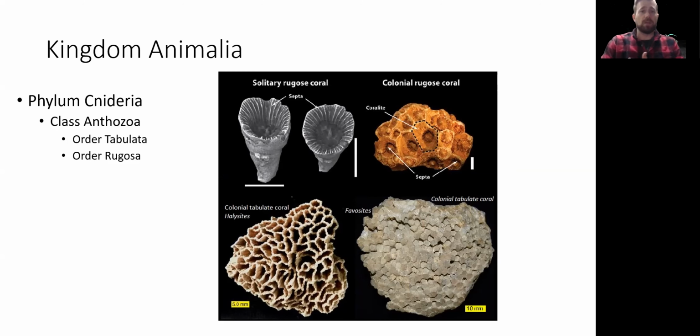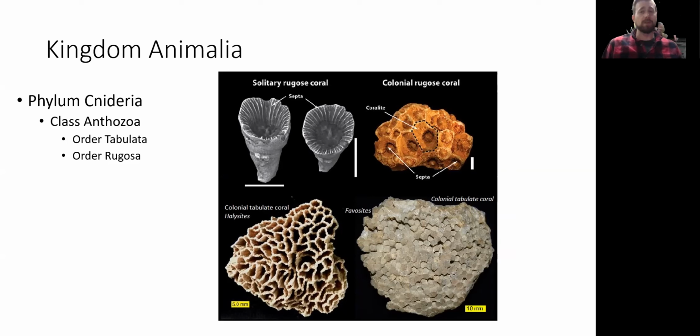We're going to start out with kingdom Animalia. In fact, today all we're looking at are animals, because for most of the early Paleozoic, that's all we have. We don't have a lot of plants yet. We'll talk more about plants in the late Paleozoic. Of kingdom Animalia, the first phylum we'll be talking about is Cnidaria.